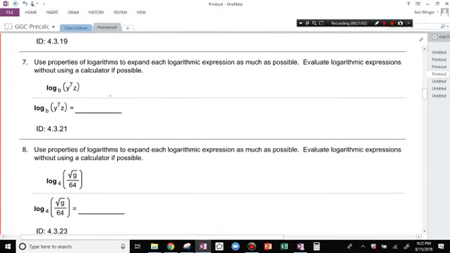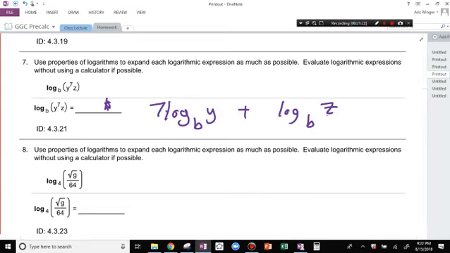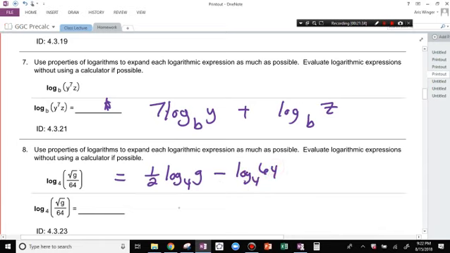We're going to roll through all of these. 2 logs. 7 log of y. Log base b of z. The square root is the 1/2 power. So 1/2 log base 4 of g minus log base 4 of 64, which is 3.